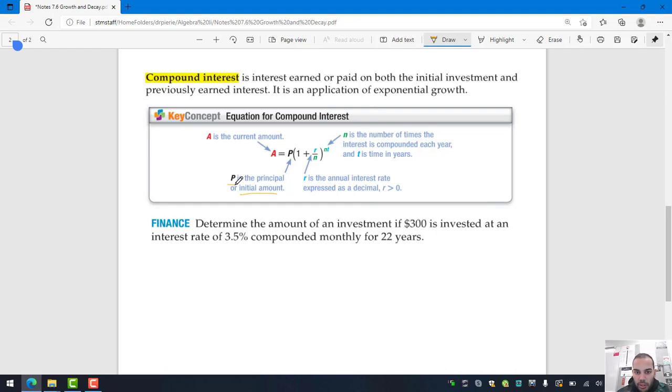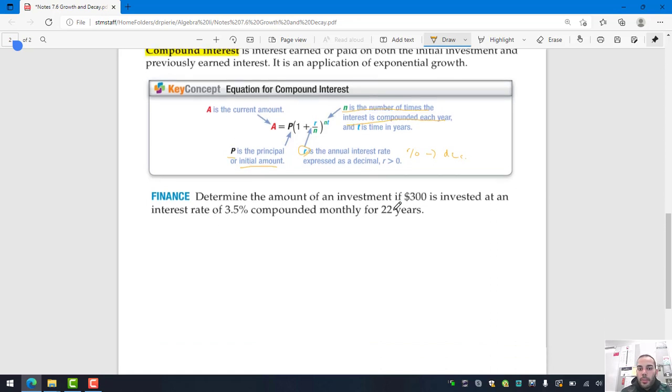Inside your parentheses, you're always going to have a 1. It's always going to be plus because your amount should grow. And then R still represents your rate. This is usually written as a percentage. Still the same rule, convert to decimal. And then the extra piece here is N. N is the number of times the interest is compounded each year. A little bit weird, but we'll look at some examples and then figure out how you figure out what N is equal to. And then T still represents the same thing. T is time in years.